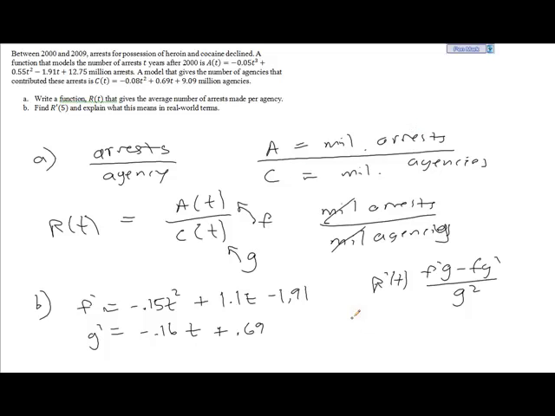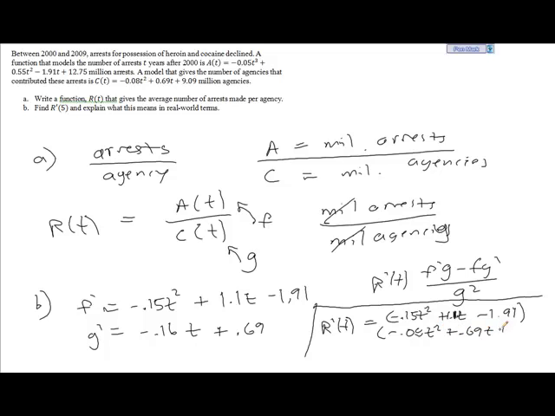Now I'm going to put these all together. My derivative of r is f prime, which is negative 0.15 t squared plus 1.1 t minus 1.91, times g, the original denominator, which is negative 0.08 t squared plus 0.69 t plus 9.09, minus f g prime. f is the original numerator, so we'll write negative 0.05 t cubed plus 0.55 t squared minus 1.91 t plus 12.75, and this is millions of arrests.